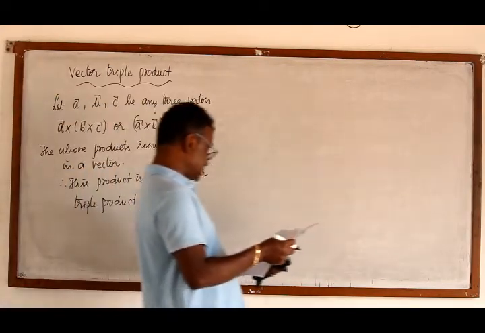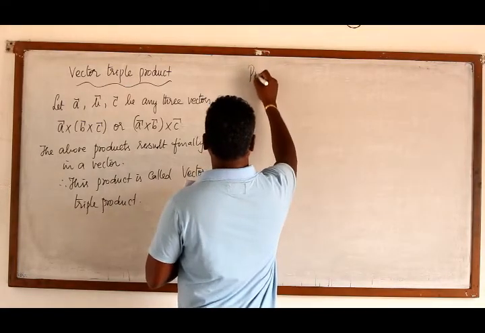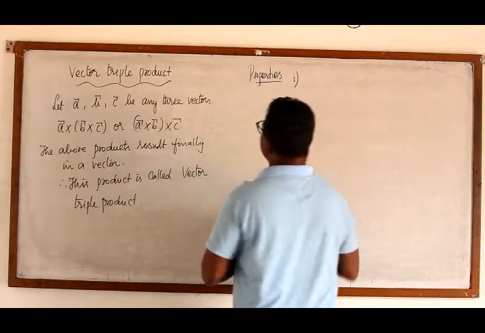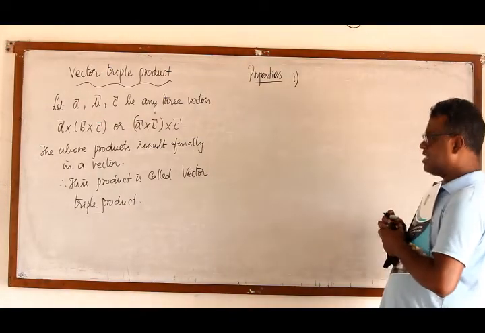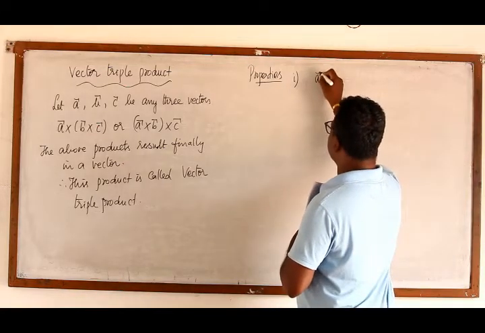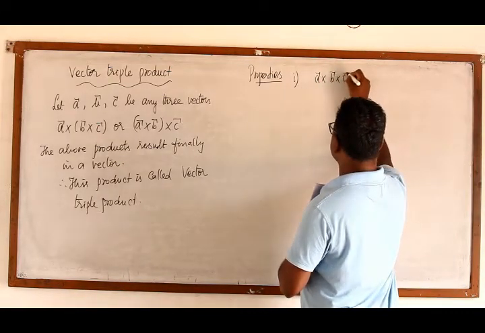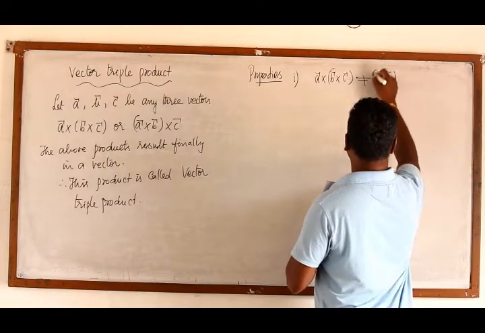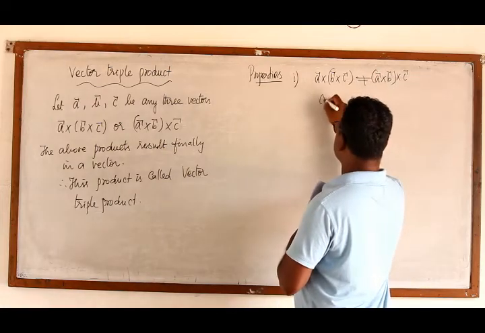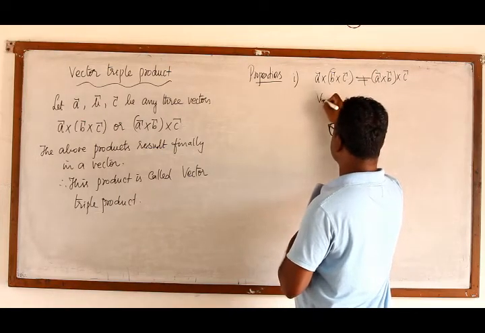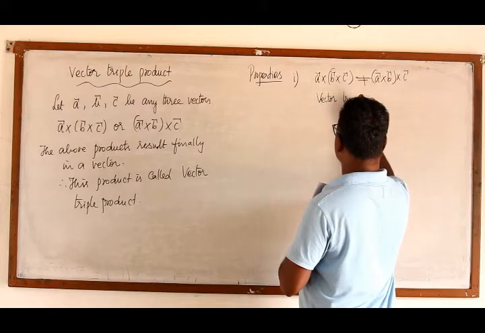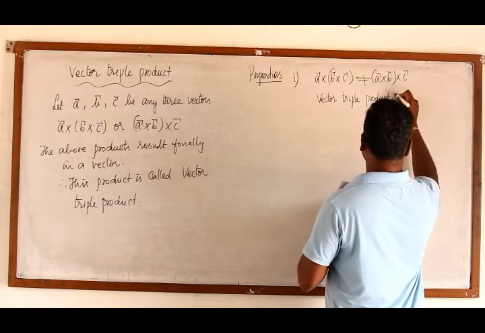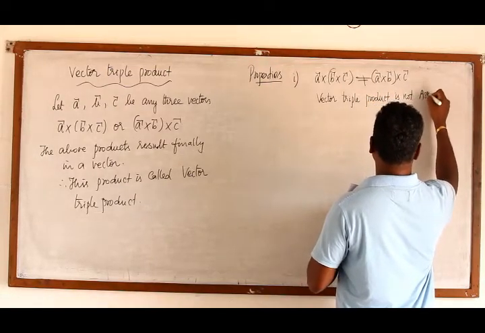Now we shall see some of the properties. First property, we know cross product of two vectors is not commutative. Similarly, A cross (B cross C) is not equal to (A cross B) cross C. That means the vector triple product is not associative.